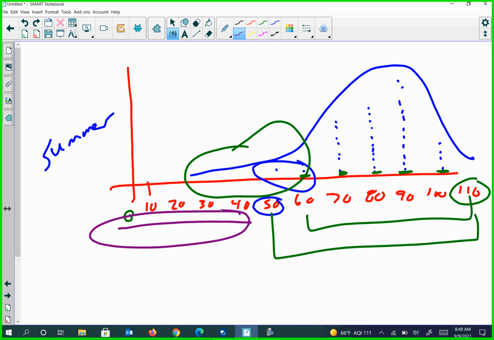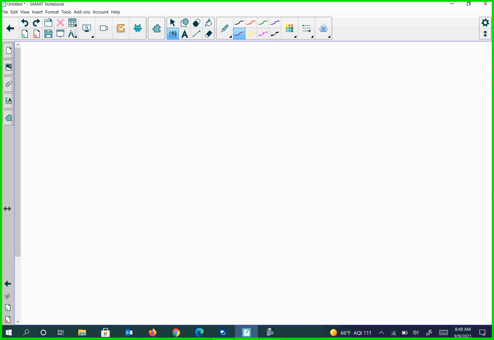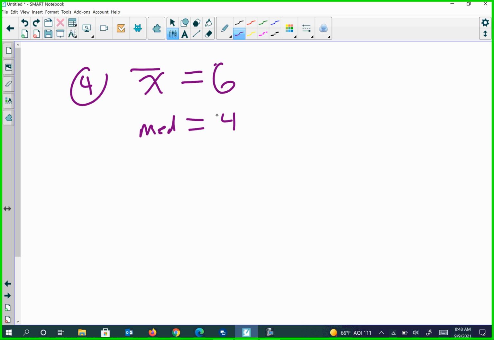All right. Let's see. Number 4 says, assume the data has a mean of 6 and a median of 4. So, what did I say? You had a mean of 6 and a median of 4.